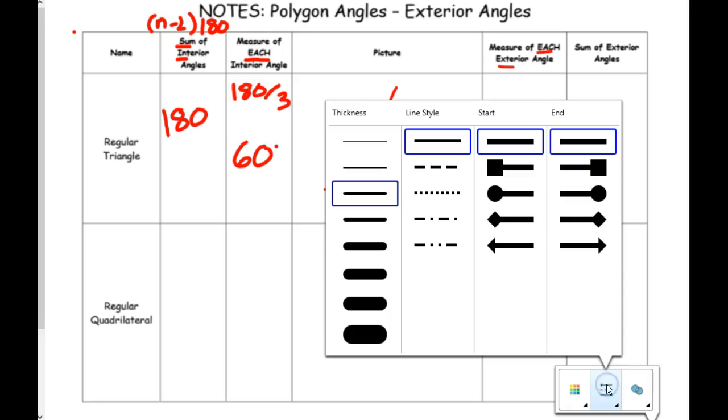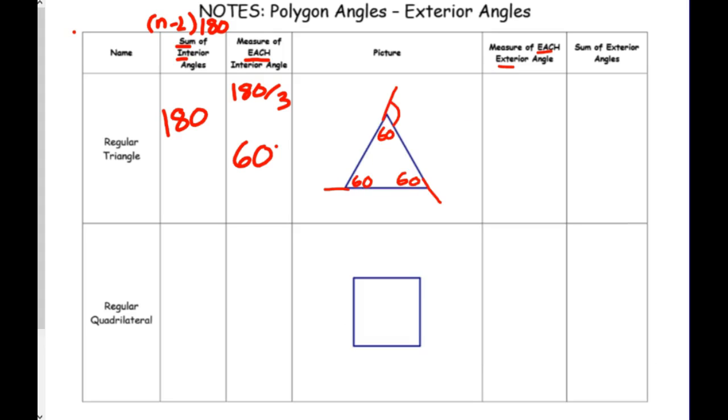A straight line makes a linear pair. They are supplementary, so this is 180 degrees, right? So what's 180 minus 60? How do I get that exterior angle? What do I get? 120. So every one of these exterior angles, 120, 120, 120. Please write that down.